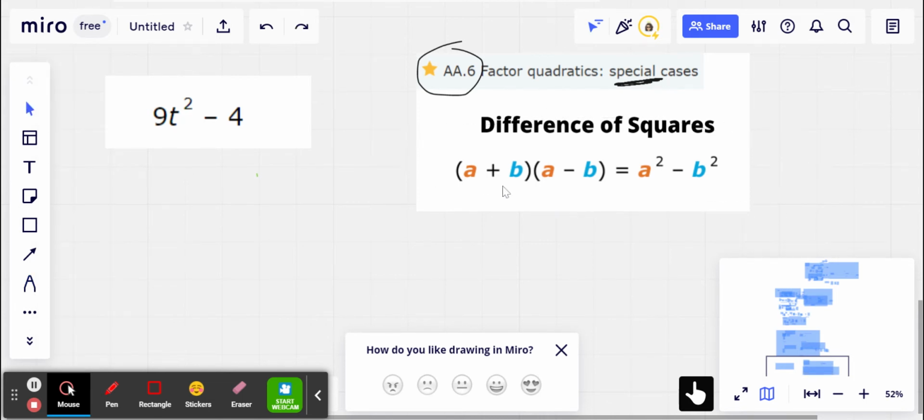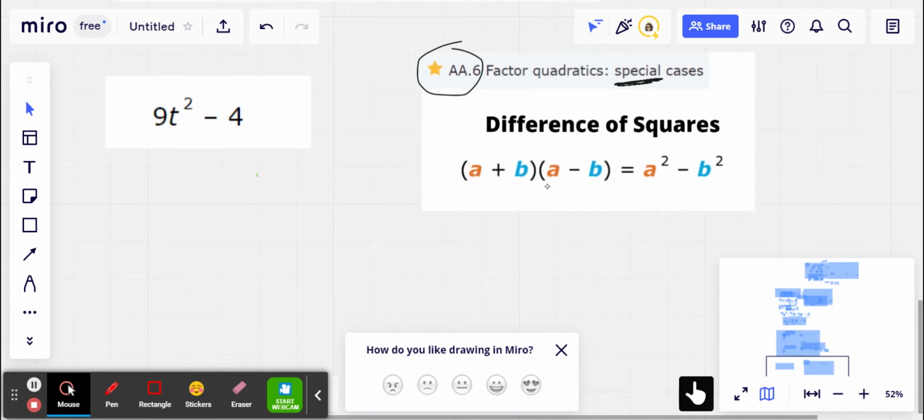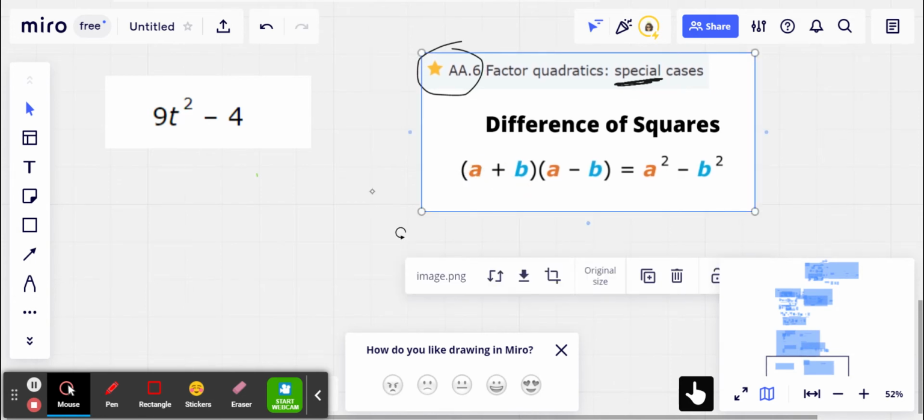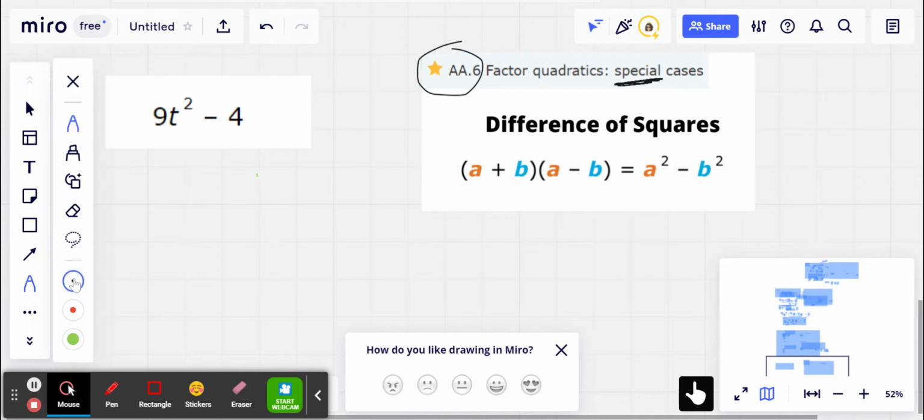So, what does the formula say? That when you have two parentheses, plus and minus, and one is positive and one is negative, and it's the same term, same term, then instead of FOILing and doing everything, you could just do a shortcut and do a squared minus, it has to be minus b squared. Okay, that's the formula.